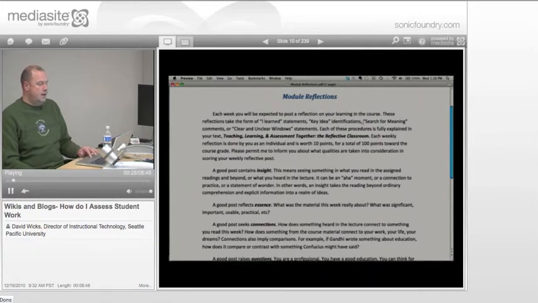And he's asking them to either make I learned statements, key idea identification, search for meaning, or clear and unclear windows statements. Those are the choices. And I can give you definitions of all of those. And he explains those. He's written a book on this, so that'd be a good book to have if you don't already have it on teaching, learning, and assessing together.